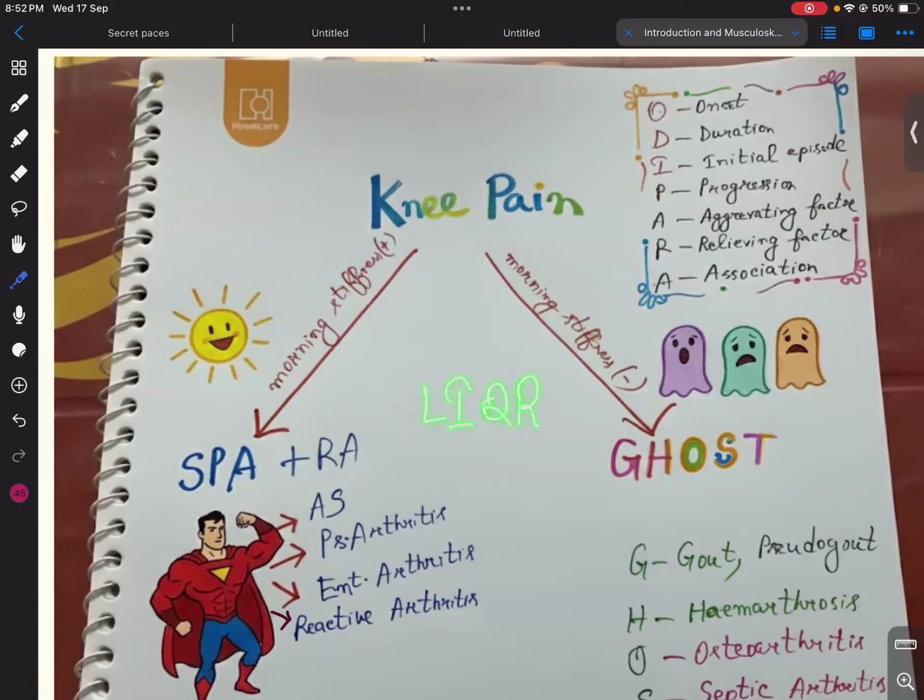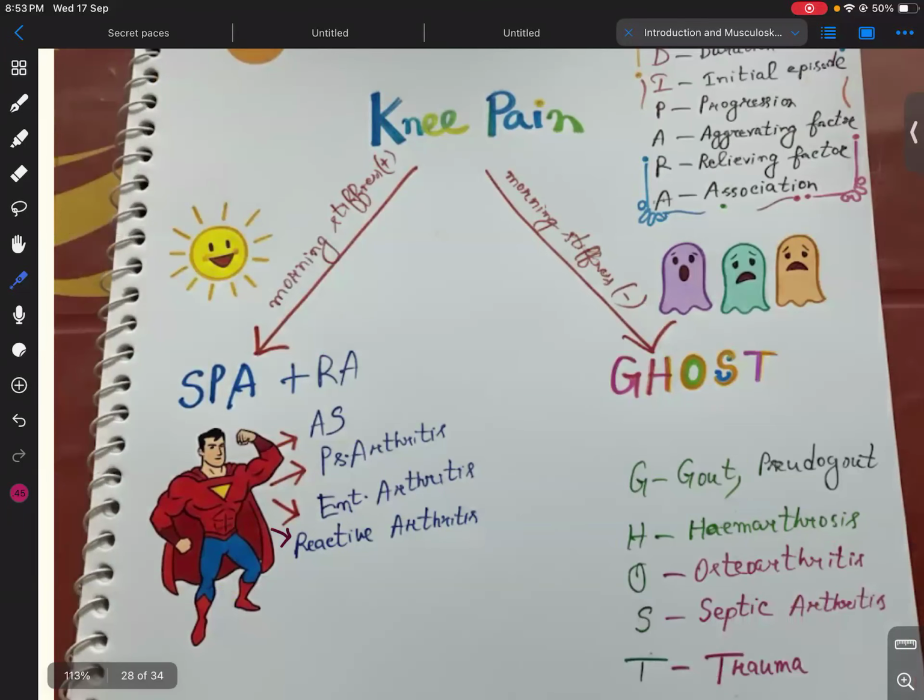And actually, there is no red flag sign in case of low back pain. Red flag sign will be there in case of knee pain. Red flag sign will be there in case of low back pain, but in case of knee pain, there is actually no red flag sign. So this is different from the low back pain. So how to screen for each disease?